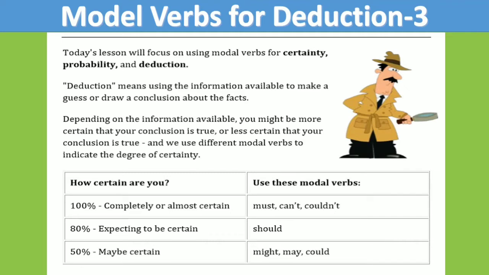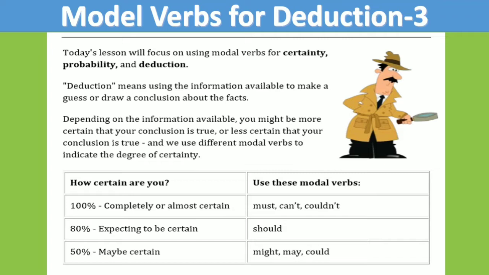Modal Verbs Part 3 will focus on using modal verbs for certainty, probability, and deduction. Deduction means using the information available to make a guess or draw a conclusion about the facts. Depending on the information available, you might be more certain that your conclusion is true or less certain that your conclusion is true, and we use different modal verbs to indicate the degree of certainty.